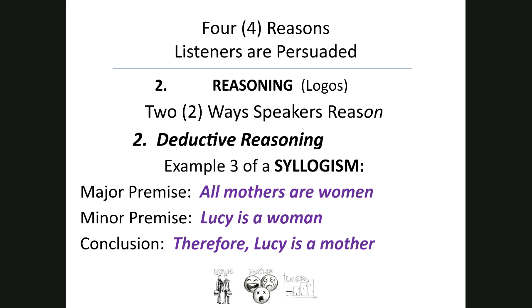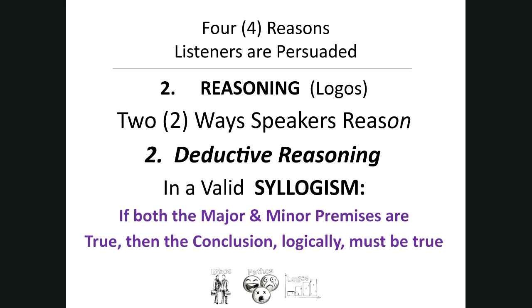You can be a dog that's supposed to have 4 legs, but perhaps the dog had an accident and now it only has 3 because it lost one. Now, in a valid syllogism, if both the major and minor premises are true, then the conclusion logically must be true.